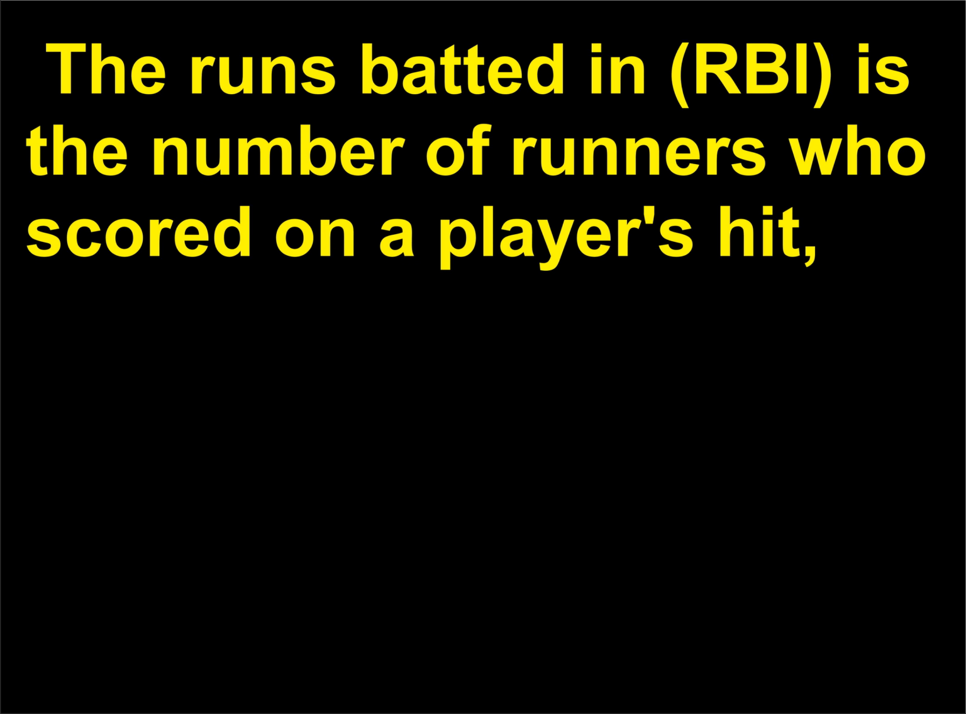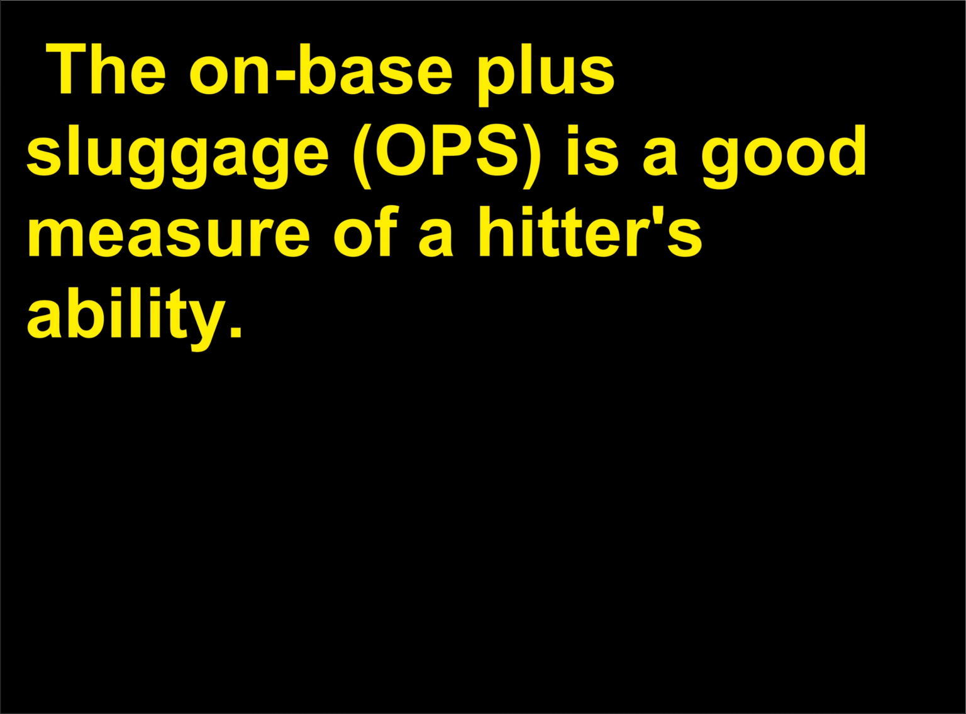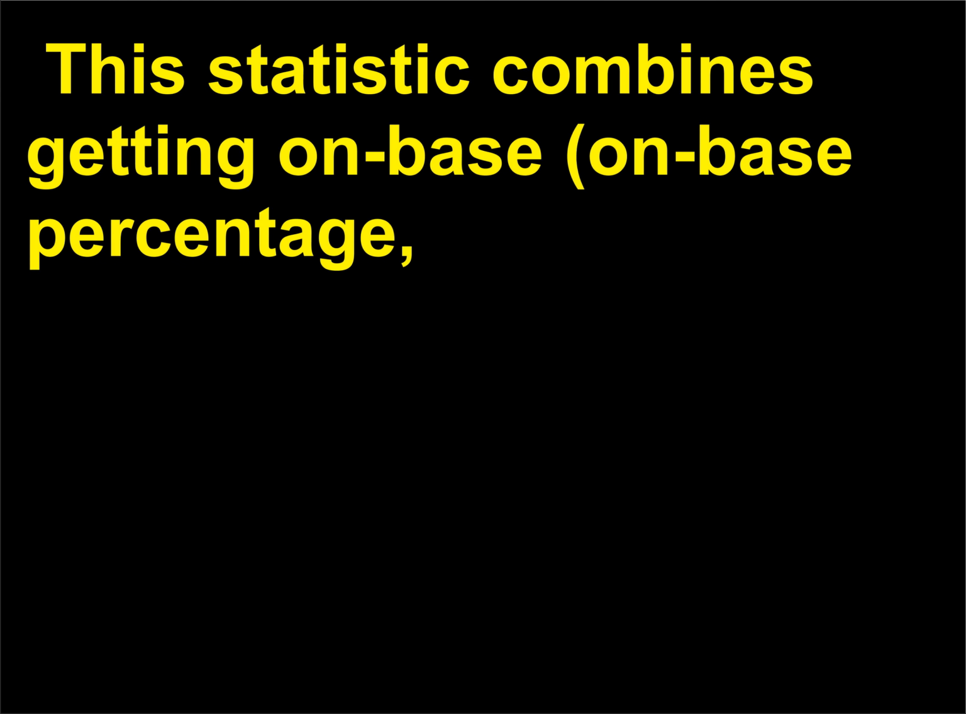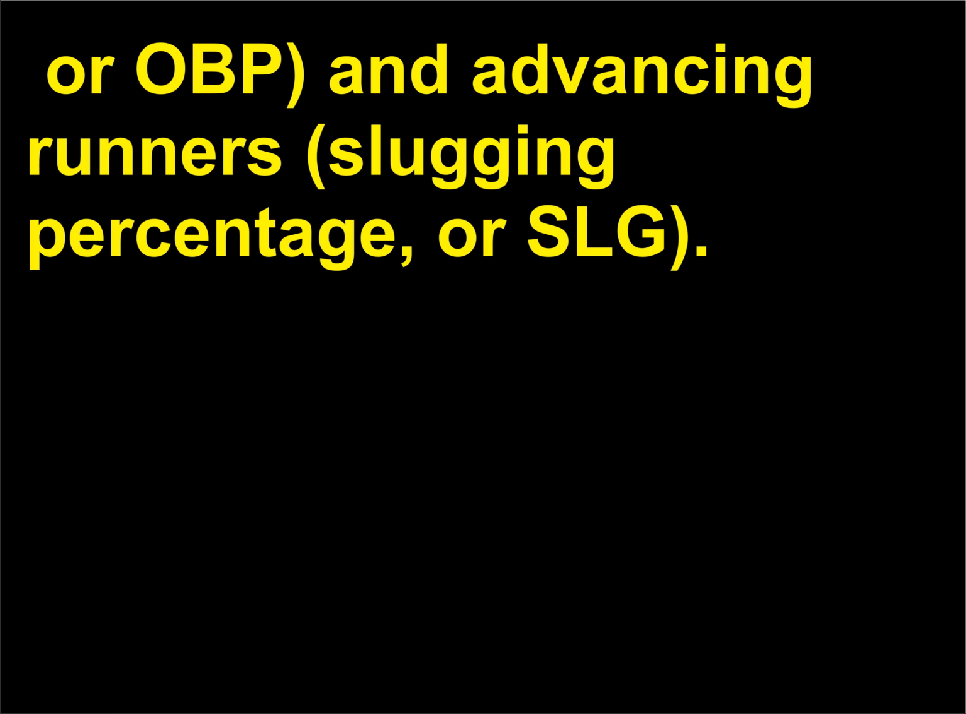The runs batted in, RBI, is the number of runners who scored on a player's hit, base on balls, or sacrifice. The on-base plus slugging, OPS, is a good measure of a hitter's ability. This statistic combines getting on base percentage, or OBP, and advancing runners, slugging percentage, or SLG.